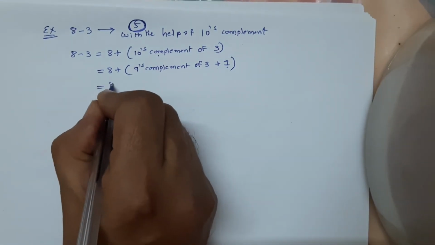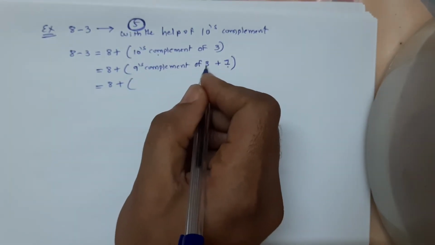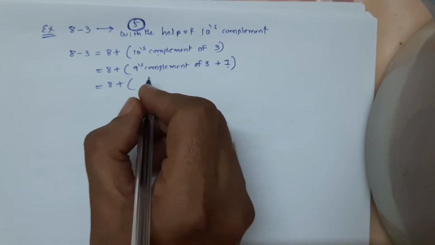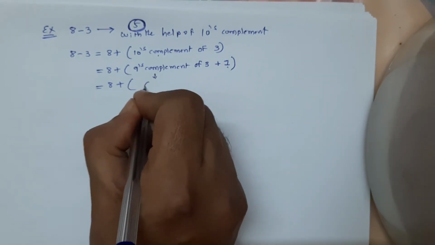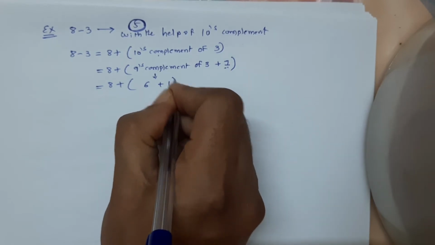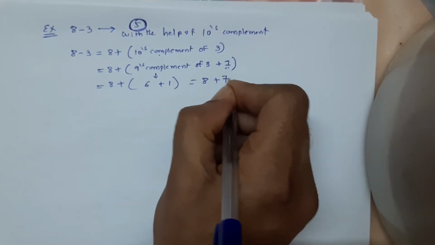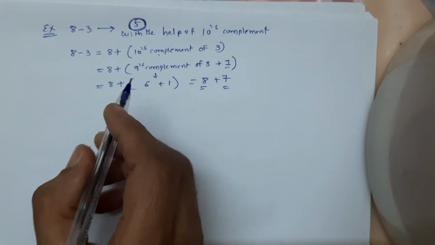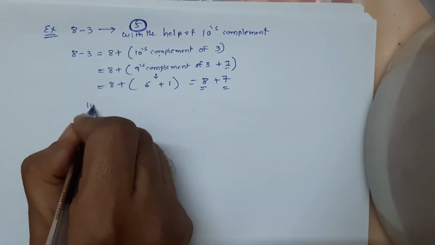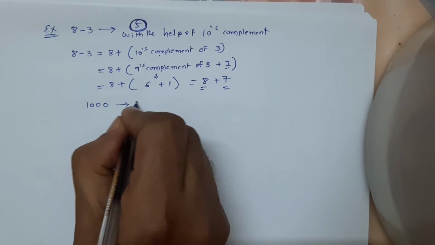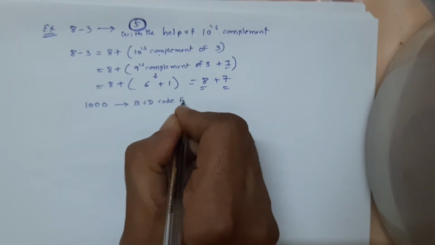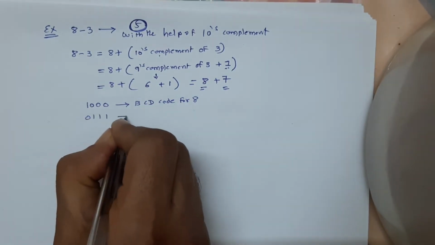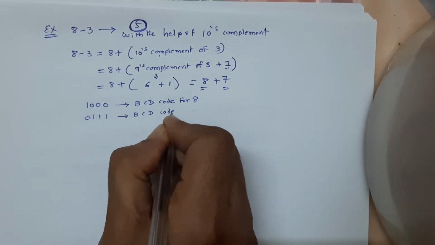That is equal to 8 plus the 9's complement of 3, 9 minus 3, that means 6, plus 1, that means 7. This 9's complement is 6 plus this 1, that is equal to 8 plus 7. Now find out the BCD number for 8 and for 7. For 8 it is 1000, this is your BCD code of 8, and the BCD code of 7 is 0111.